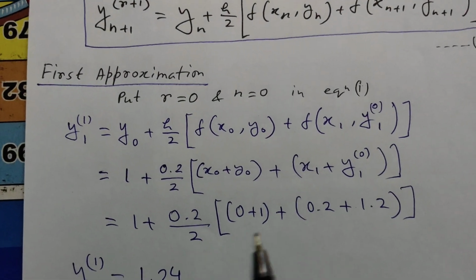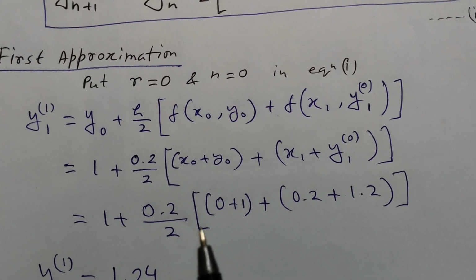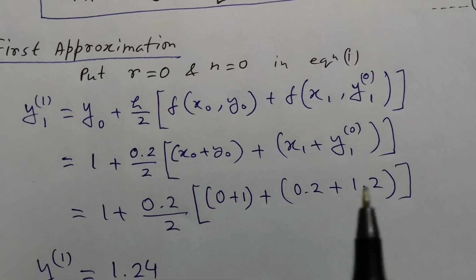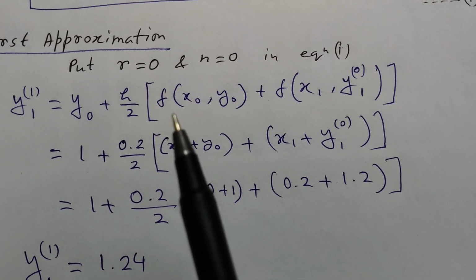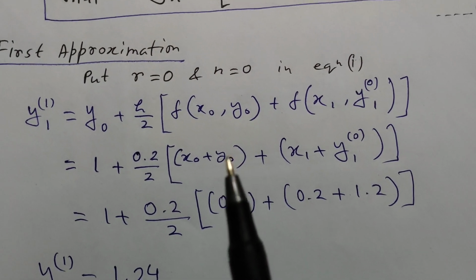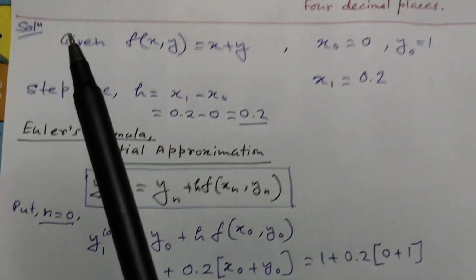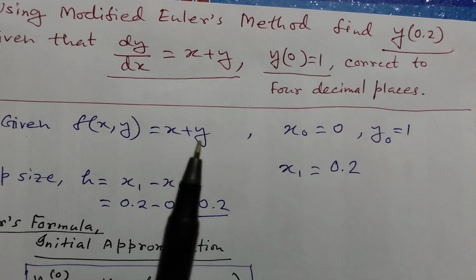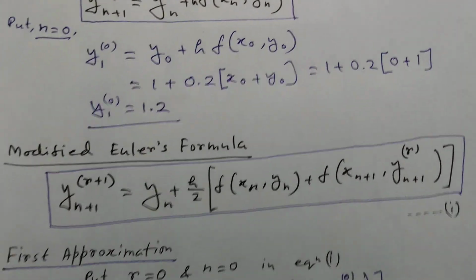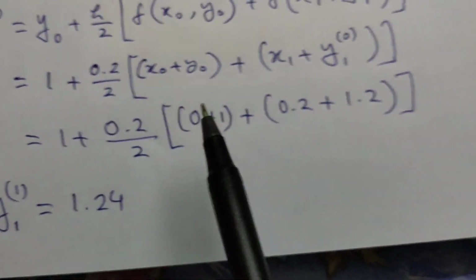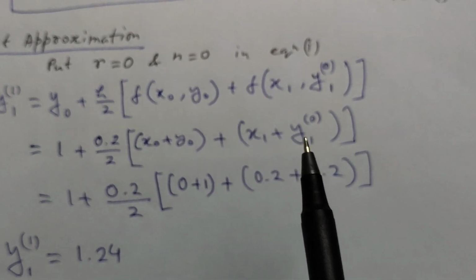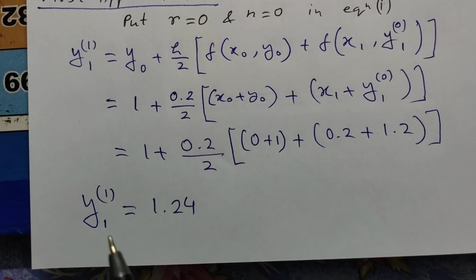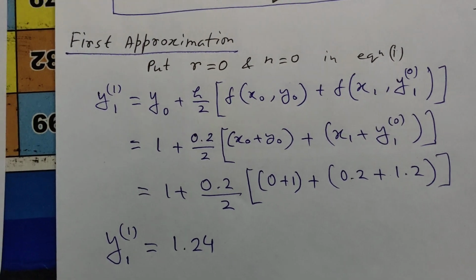So putting all these values we get 1 plus 0.2 by 2 into [(0 plus 1) plus (0.2 plus 1.2)]. The function f(x, y) equals x plus y, as per the question. By this we are getting x0 plus y0 and x1 plus y1^(0). And after calculation we get y1^(1) equals 1.24.